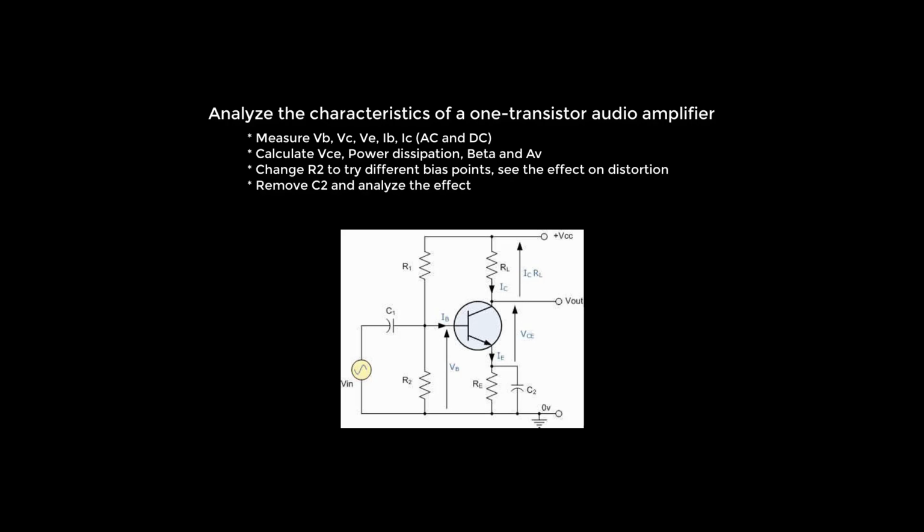We'd like to remove C2 and analyze the effect of AC versus DC gain. And finally, we'd like to be able to measure total harmonic distortion, which is a good figure of merit for any audio amplifier. Now, that's a lot of measurements to be taking on a little circuit like this. If you're in a lab and physically able to move a probe around, then you can easily take multiple DMM and scope measurements on every node in the circuit.